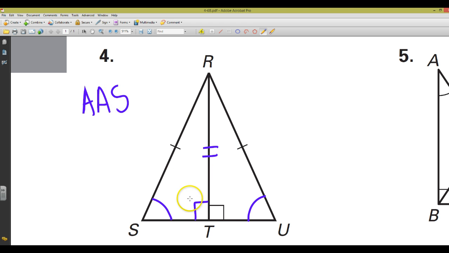We could also use, since this is a right triangle and the side opposite from the right angle is marked, which is called the hypotenuse, and one of the legs of the right triangle is marked, so this side right here is a leg. So this triangle is congruent to this triangle by hypotenuse leg. So there's actually two different ways to prove these two triangles are congruent.